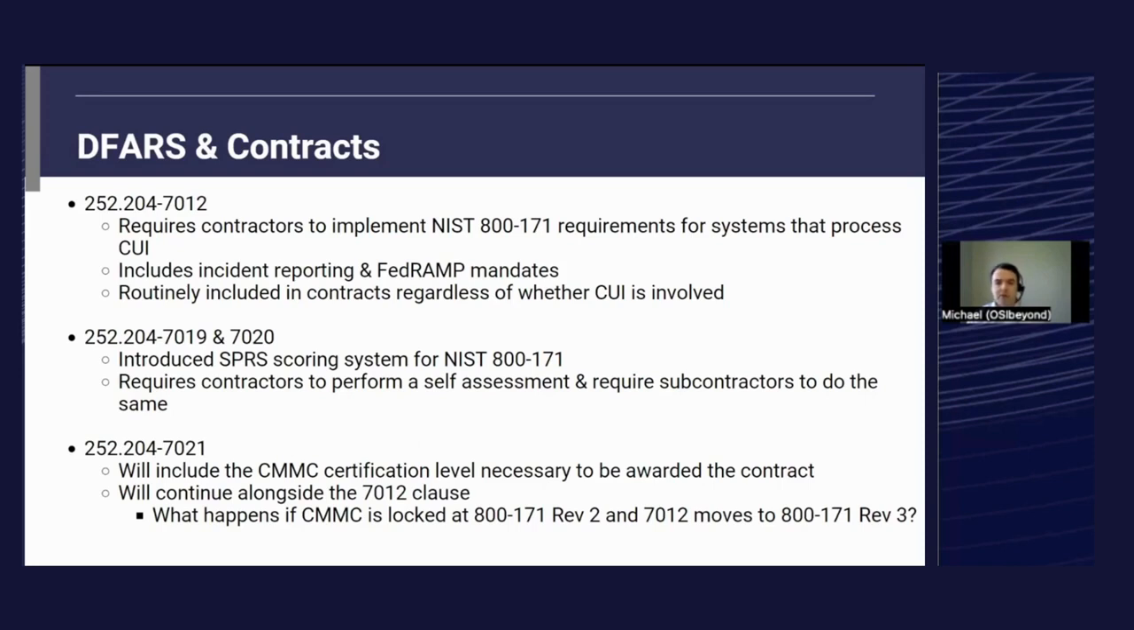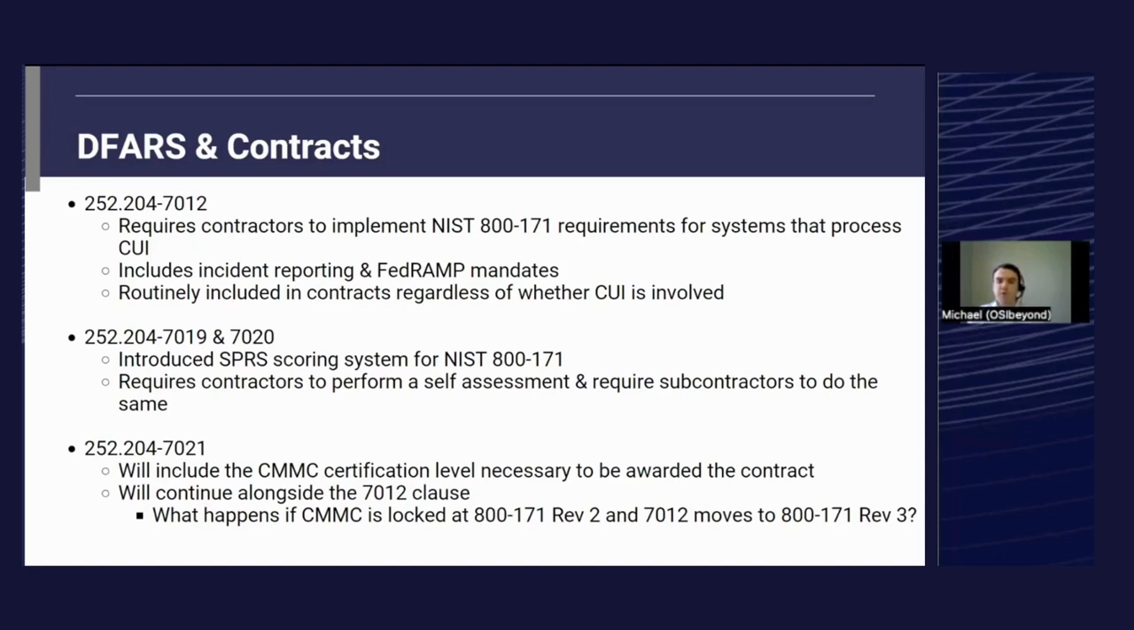For the 7019 and 7020 clauses, they were introduced a couple of years ago now to bring us the SPRS scoring system, which is a self-assessment methodology against NIST 800-171. It's also what the DIBCAC teams follow when they're doing those third-party assessments for the DoD directly. It did require contractors to perform a self-assessment and require their subcontractors to do the same thing, upload those scores to the DoD to give them some kind of visibility into the supply chain while CMMC is getting off the ground. The 7021 clause is the one that we expect to start seeing sometime next year, which will cover the CMMC certification requirements themselves.